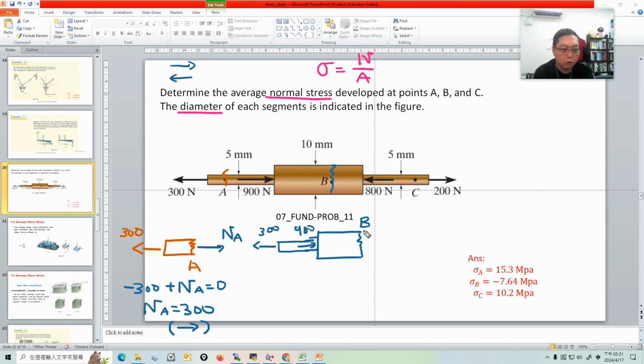I calculate from the left, which means I ignore everything from the right. Anything on the right, I don't care. I only care about everything on the left. And we also assume there's a tension force.